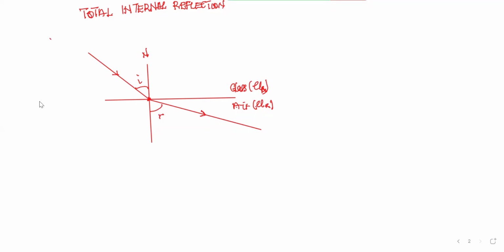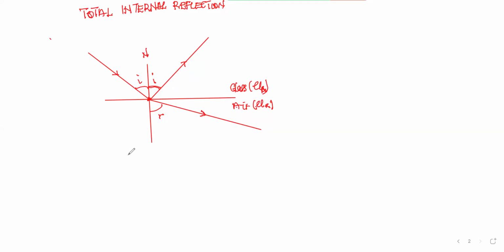Now, whenever light hits a transparent boundary, part of the incident light is reflected and part is refracted. So let's show a ray of light indicating the weaker reflected ray. So this is the reflected ray obeying the laws of reflection. This is also I. Angle of incidence is equal to angle of reflection.